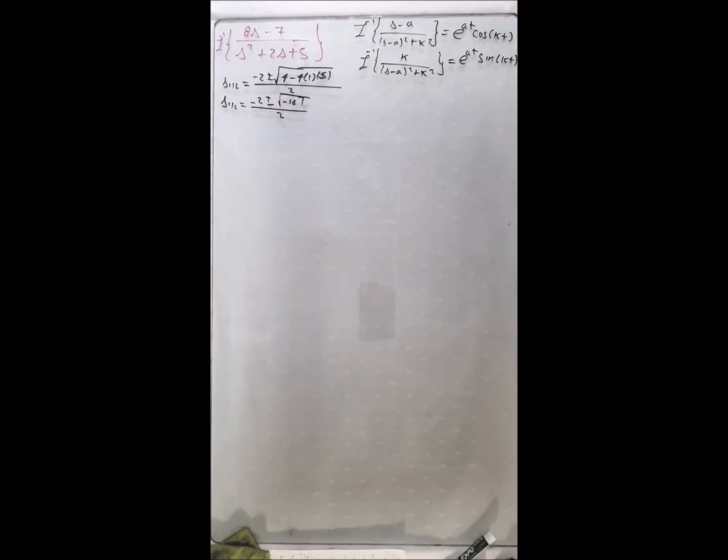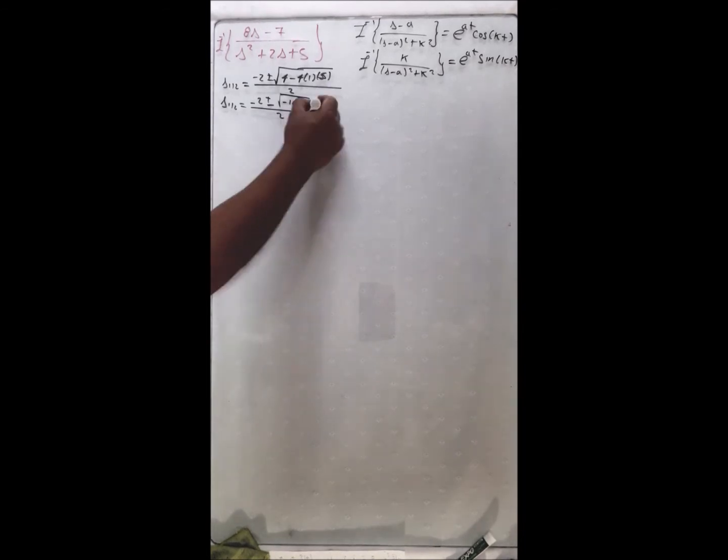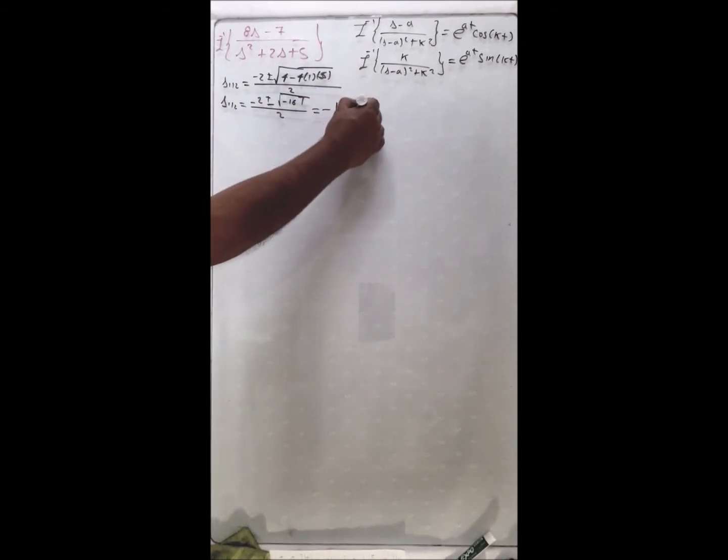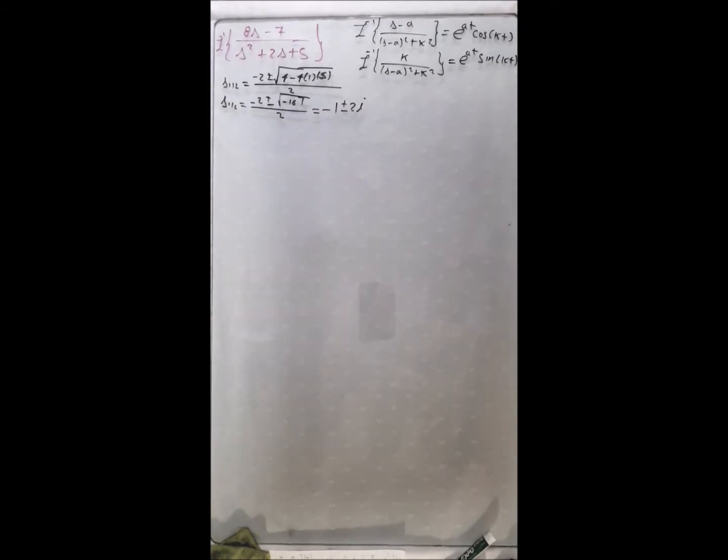And here I can see it is not real because it is the square root of a negative. So the square root of 16 is 4. 4 divided by 2 is going to be 2. So it's going to be minus 1 from here and then plus minus 2i. So those are the roots. They are not real, therefore we cannot do partial fractions.